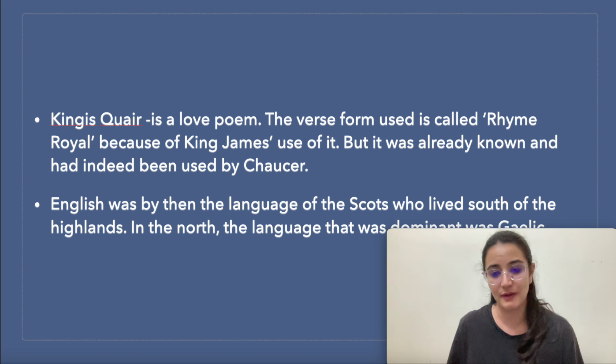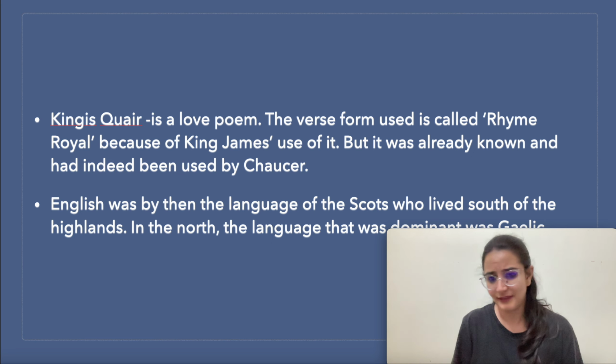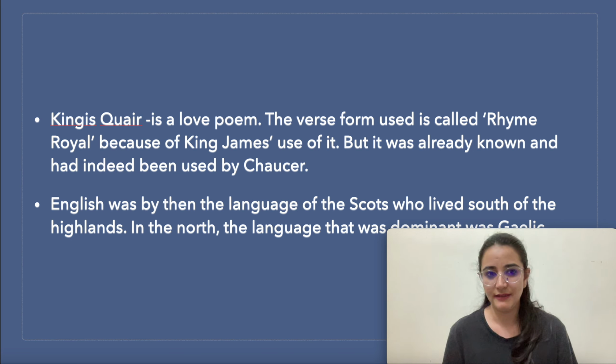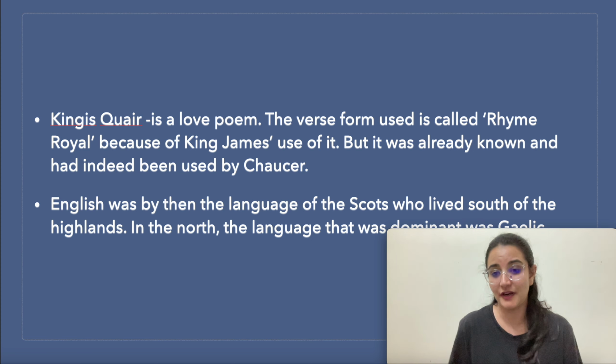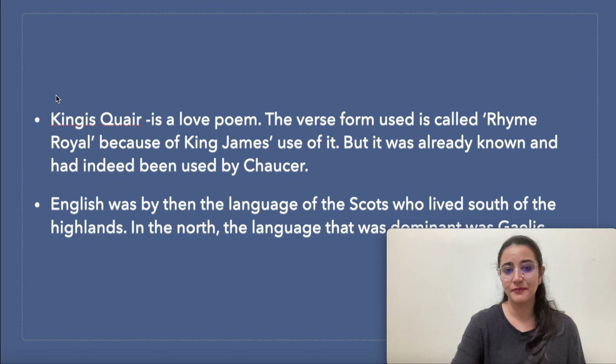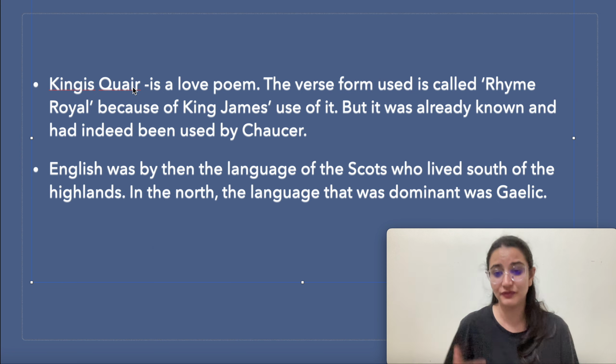we call rhyme royal. That is why we call it rhyme royal. And it is not that King James the First invented it. No, it was already there. The 7-line stanza, Chaucer had already used it before. So it was already known and had indeed been used by Chaucer. It's just that the name comes from here. When Chaucer used it, it was not called rhyme royal. Now when King James the First used it, this form started being called rhyme royal. English was by then the language of the Scots who lived south of the Highlands.